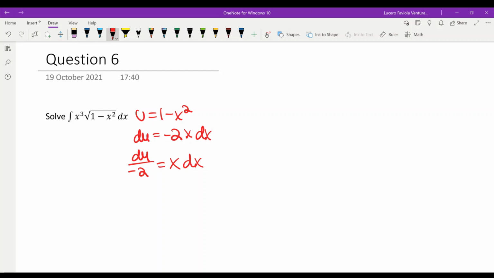Now over here to the side, we'll solve for x. So we get u minus 1 equals negative x squared. And we divide both sides by negative 1 to get negative u plus 1 equals x squared. And as we move forward, you'll see why we did this.